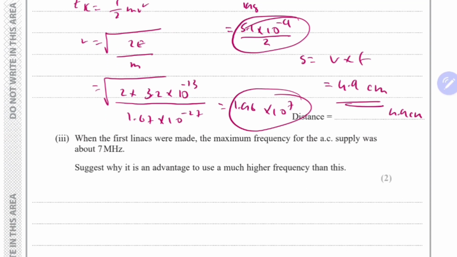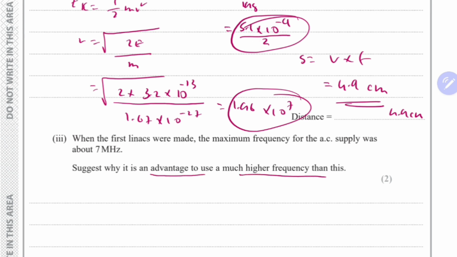Last question. When the first LINACs were made, the maximum frequency for the AC supply was about 7 MHz. Suggest why it is an advantage to use a much higher frequency than this. Why is it an advantage to use a higher frequency? If you use a higher frequency, the time between the acceleration sections will be smaller. This is the acceleration section. The time for this will be much smaller, and so it will be possible to reach greater speed with the same length. You can write the answer like this.